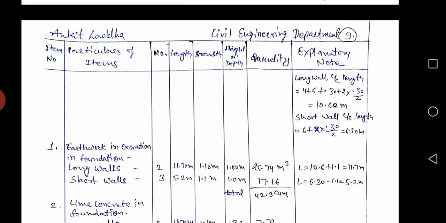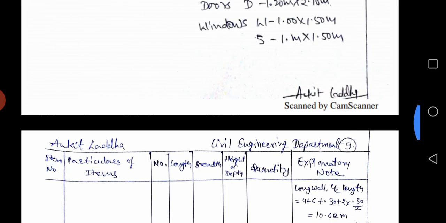We calculate the quantities, with all particulars of items. The columns are item number, particulars of item, number, length, width, height or depth, quantity and explanatory note. So in this question, first we find out the center to center length of long wall and short wall. First we calculate the long wall center to center length.